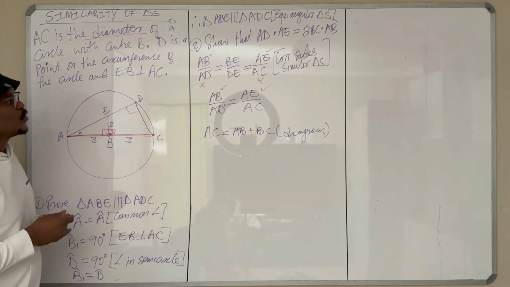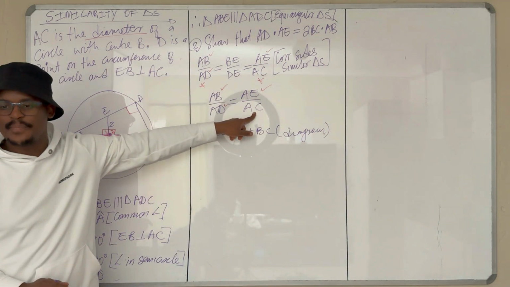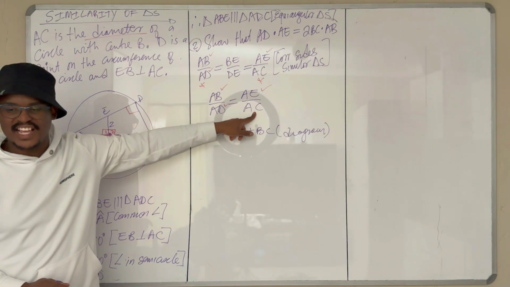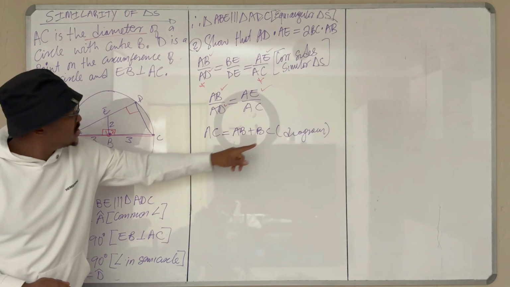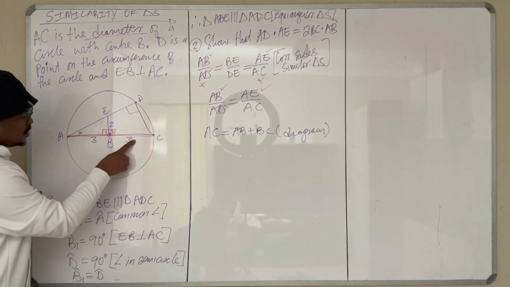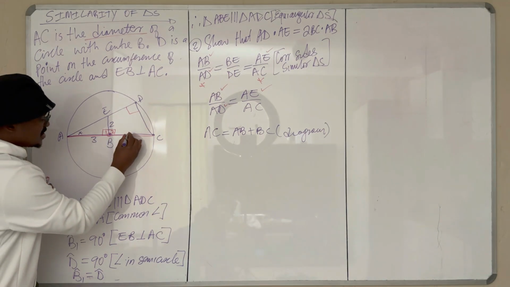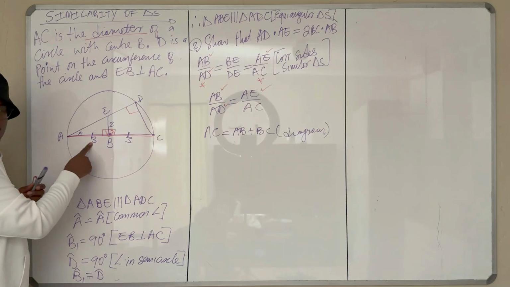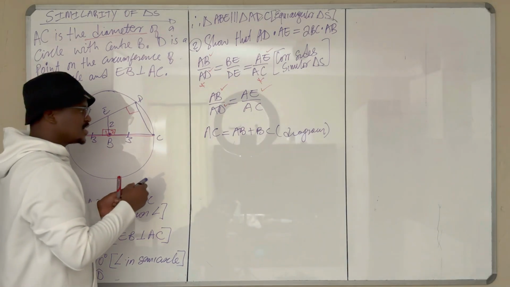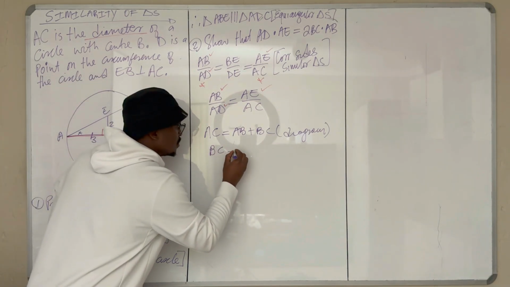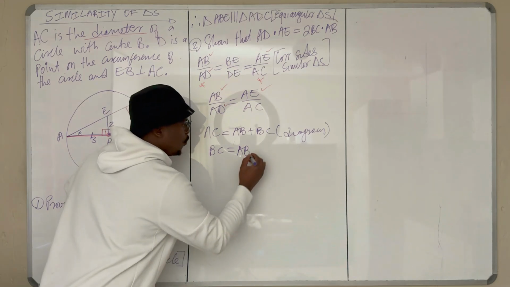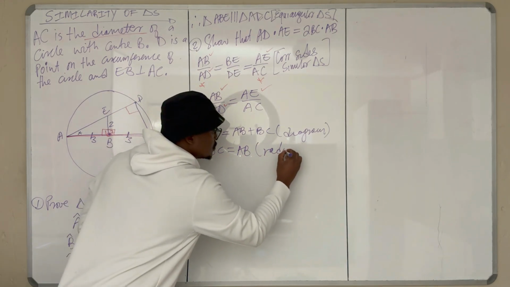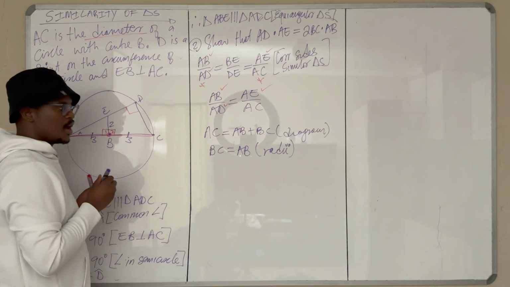But look now, we're trying to have BC in the place of what? Of this AC. There is a BC, which is this. Do you see that your BC is a radius? So this part is equal to this part. So your BC and your AB are equal. So you can say, now my BC is equal to AB. Why? Because these are radii. Are you with me?